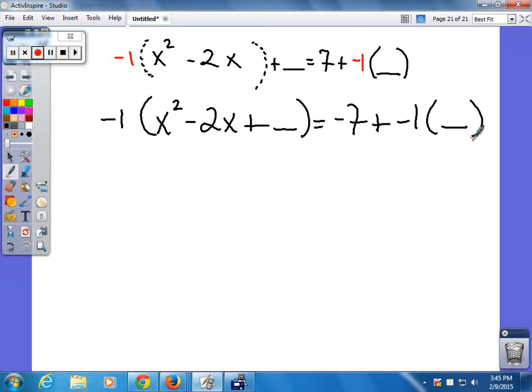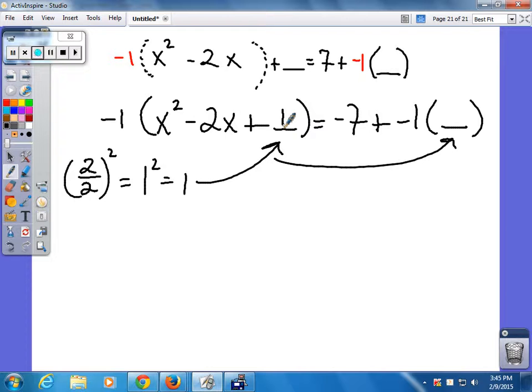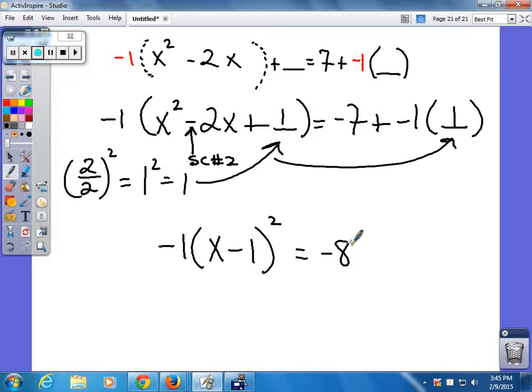What's half of 2? 2 divided by 2 is 1. 1 squared is 1. So 1 goes here and there. And that gives us shortcut number 2, which gives either number 1 or number 2 based on what that is right there. And that's going to give us -1 times x minus 1 quantity squared is equal to, what's -7 minus 1? And now you're ready to finish it. So finish it.